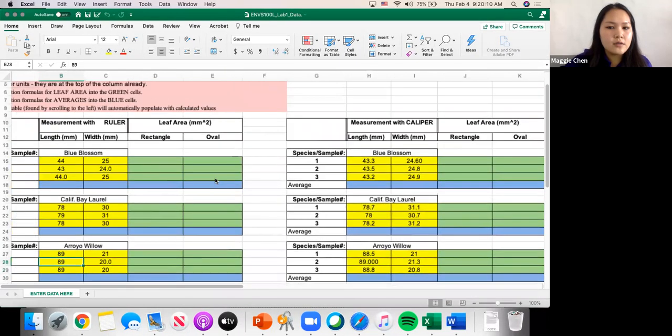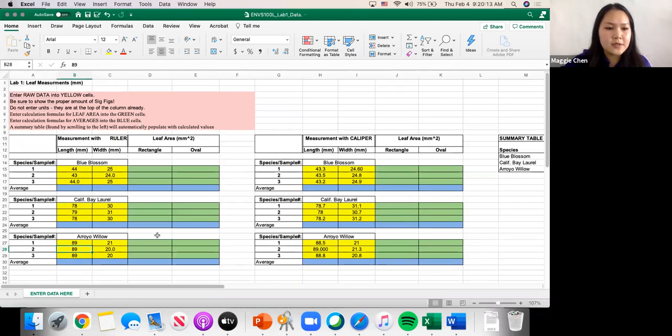So on the left side of this first page, we can see that we have our ruler measurements between the 3 different leaf species: blue blossom, California bay laurel, and arroyo willow. It's been measured 3 times for each leaf for their length and width. And these measurements are available to us here. Our caliper measurements are on the right. And again, the same 3 leaf species measured 3 times for both their length and width. And these are their measurements here. Does everybody have the Excel sheet open by now?